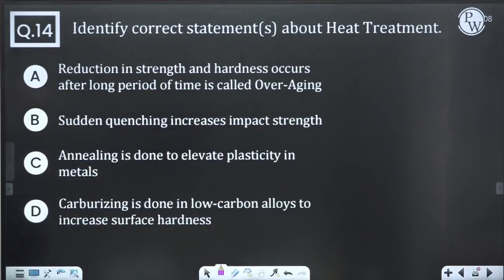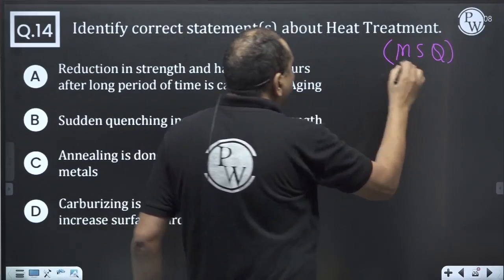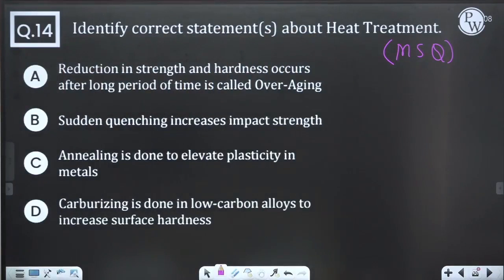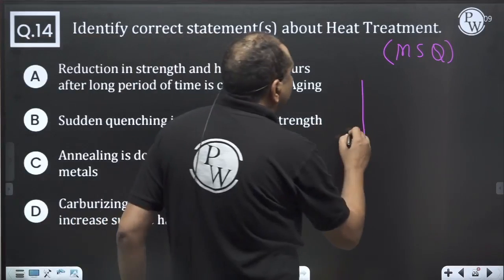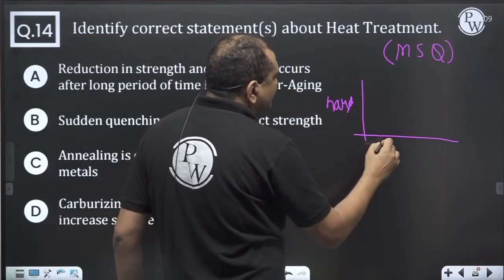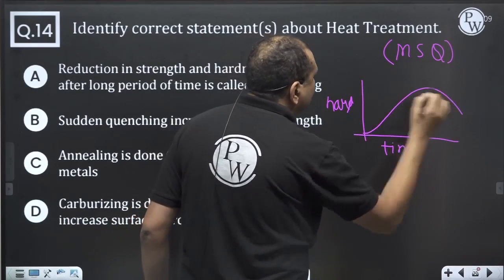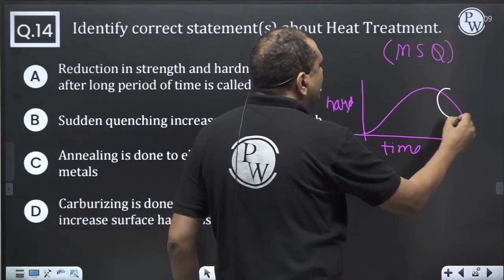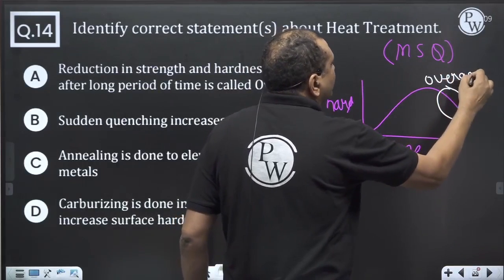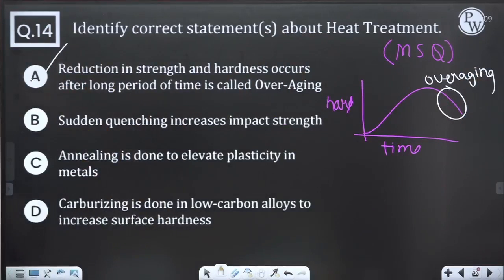14th, it's an MSQ, multiple select question. It's a multiple select question, so multiple options are correct. So please read it and then let me know if you are able to hit the answer. So, reduction in strength and hardness that occurs after a long period of time is called overaging. If you see the aging curve, hardness versus time, it is like this. Okay, na? And this is the region of overaging. So A statement is correct. It's overaging.